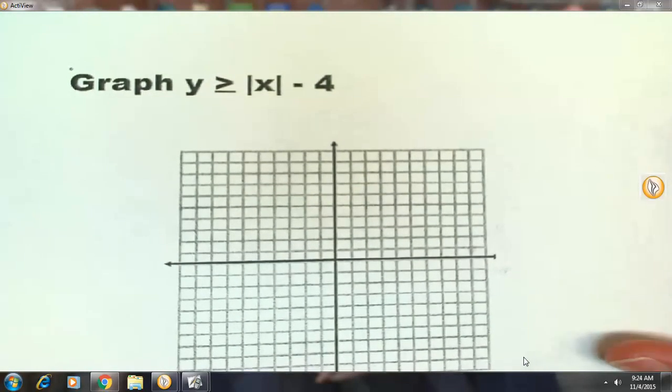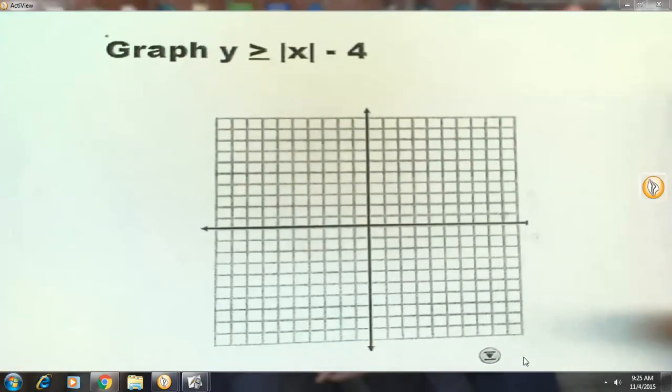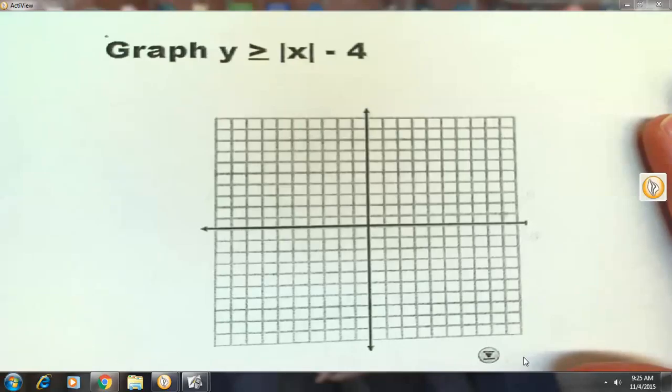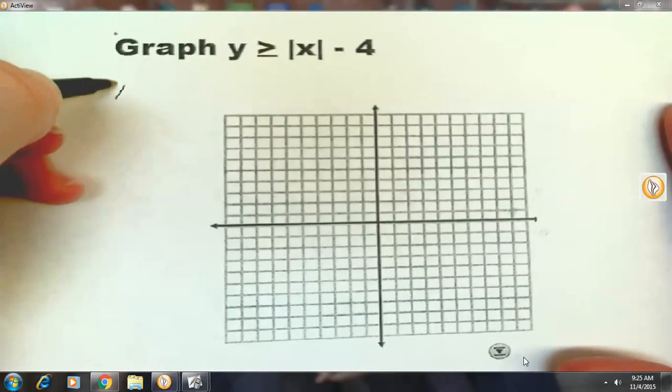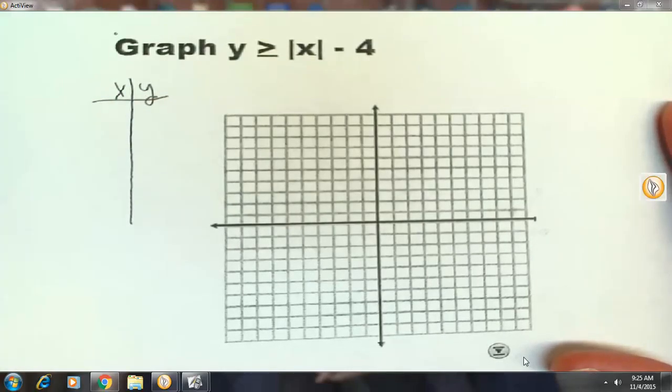This time we are graphing absolute value functions. We've graphed them before. We know to graph them, we're going to use a T-chart. For this one, you could use transformations if you wanted to. I'm going to go ahead and do a T-chart for this function.